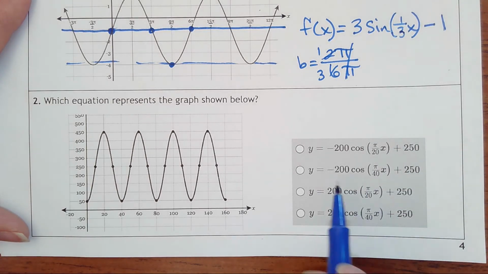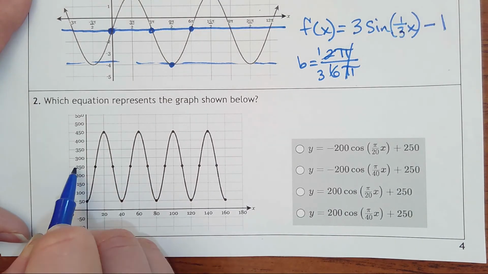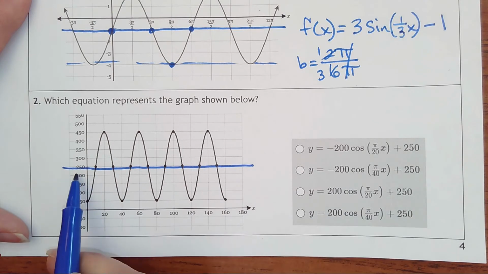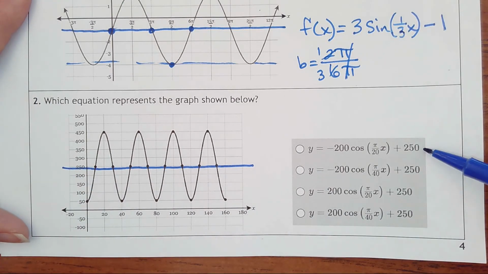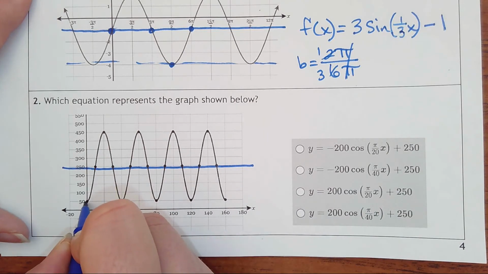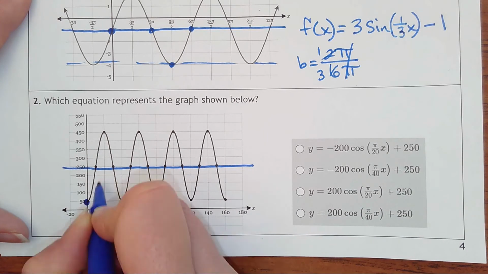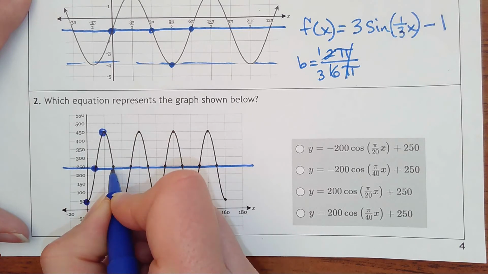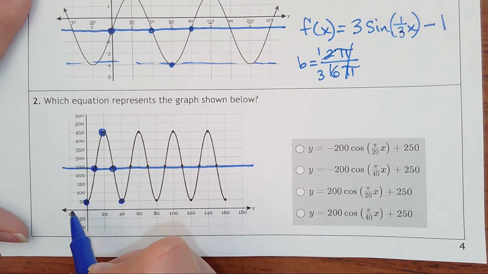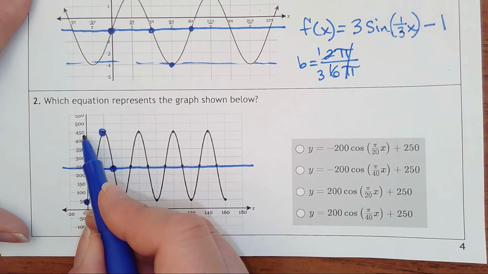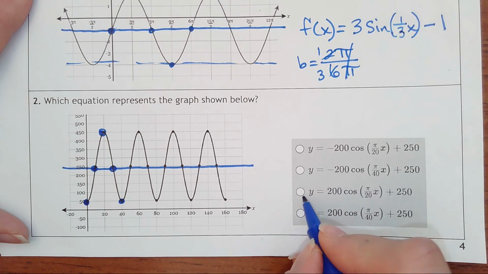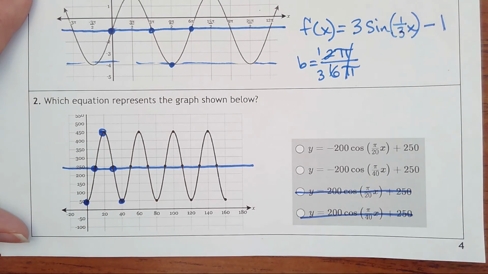So they're all cosine. Let's go here and find the midline, which it looks like they're already giving me dots for where that's at. And that's at 250. So that's why there's a plus 250 on the end. They've all been shifted up. Then it starts here at low, middle, high, middle, low. That is a negative cosine function. Usually we start high, middle, low, middle, high. So it's going to be a negative in front. That takes out this choice and this choice.